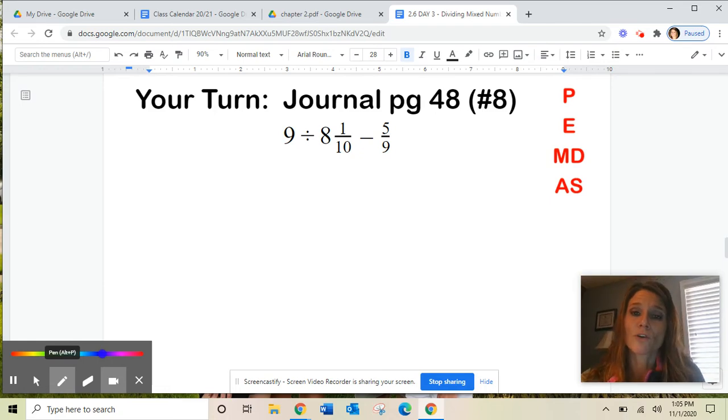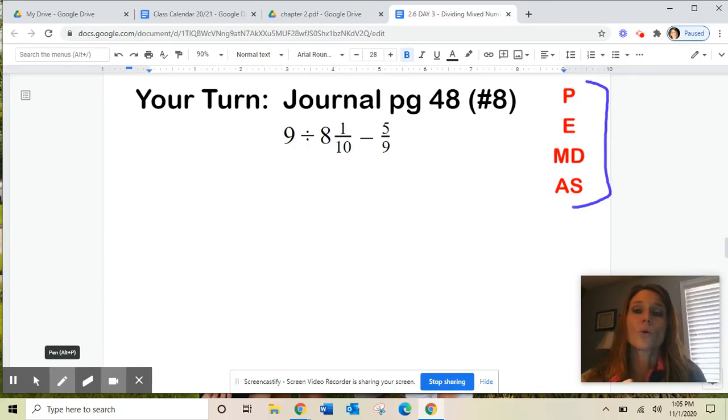Yours is journal page 48, number 8. Couple of things to notice for your problem. Look at what kind of operations do you have going on over here, which is going to be done first because order of operations is going to tell you to. And then what kind of values are you using? And when you're using those kind of values, what kind of special things do you need to remember? We'll pause the video while you work. If you have questions, make sure that you ask them.